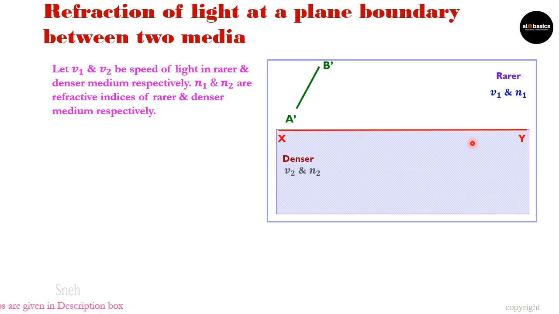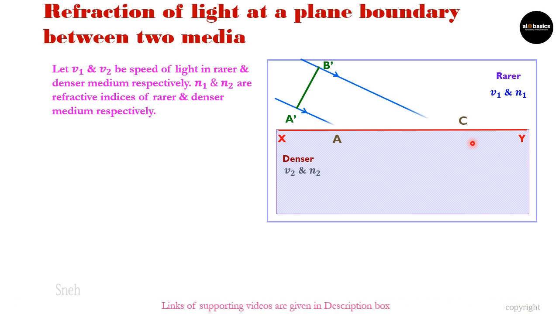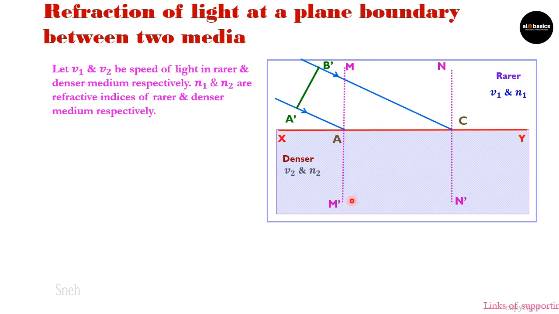surface XY. This plane wavefront A'B' is bounded by wave normals A'A and B'C, and the angles at A and B' are right angles because a wave normal is perpendicular to the wavefront. We'll draw normals MM' and NN' at points A and C. The angle made by the incident ray A'A with the normal is the angle of incidence. We are familiar with this. So this is the angle of incidence i, as well as this is also the angle of incidence i.